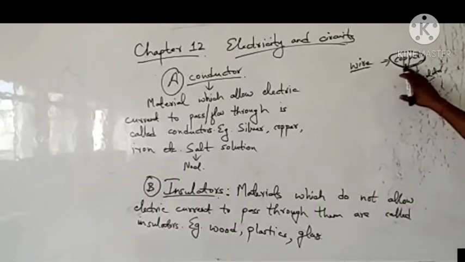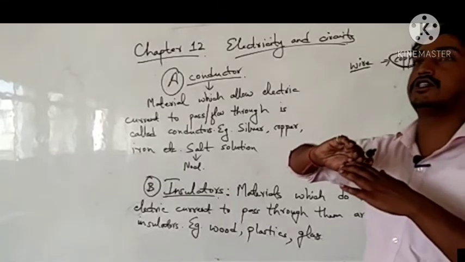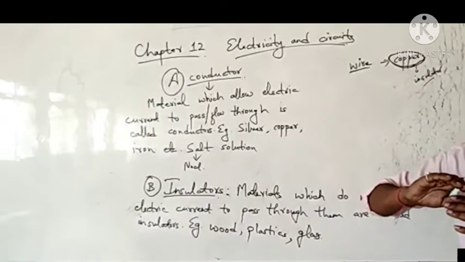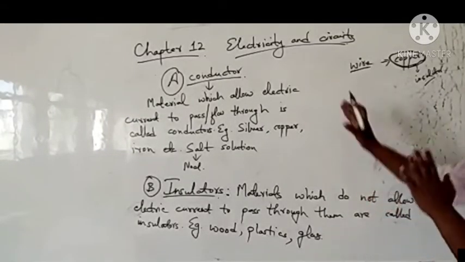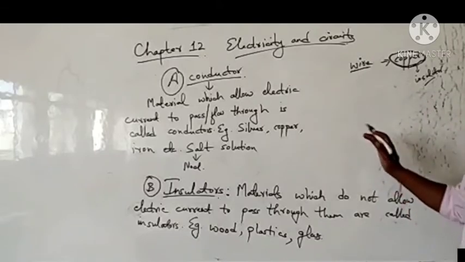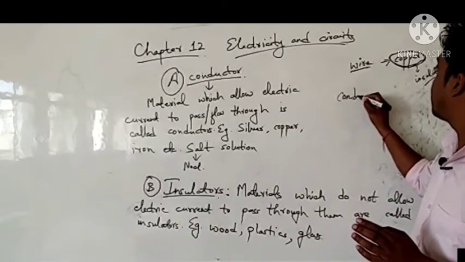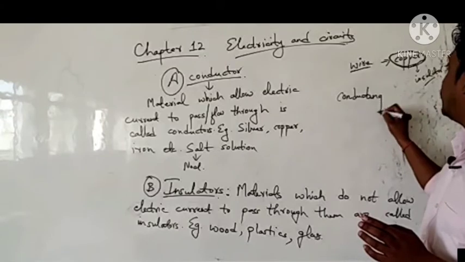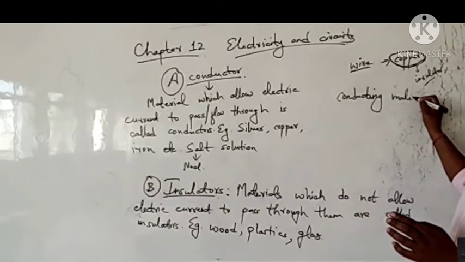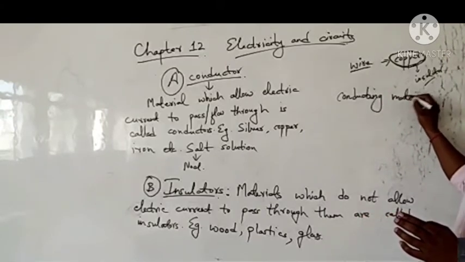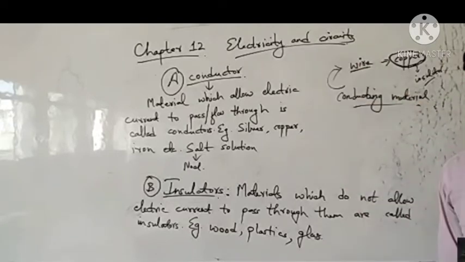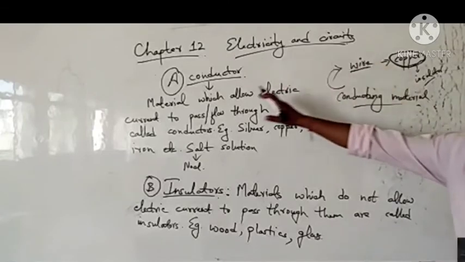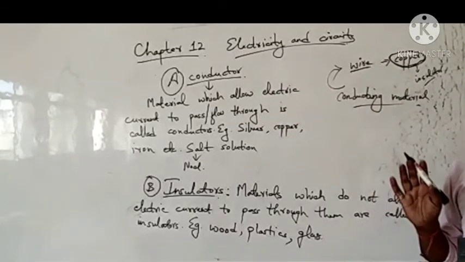Okay, so to conduct electricity, that means to pass the electricity from the source, we can say a battery or power plant, we need some conducting material, and that is wire. So it is a very good example of a conducting material.